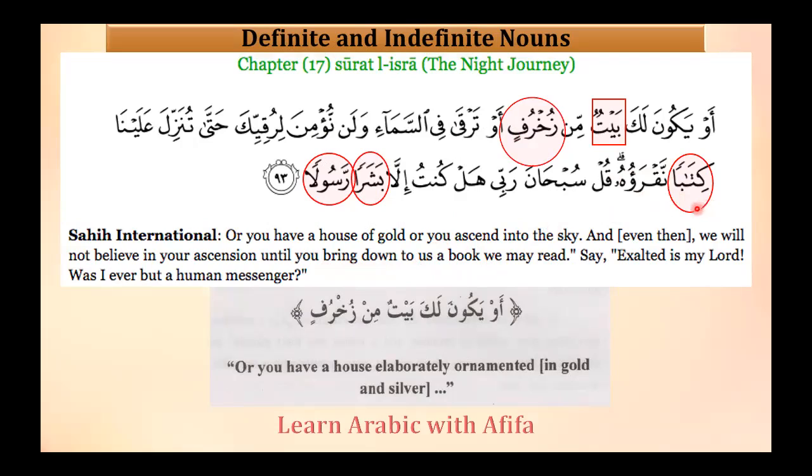So this is just a request from the disbelievers. This is what this verse is talking about. And at the end, Allah is telling our Prophet sallallahu alaihi wasallam to say, was I ever but a human messenger? See, basharan is indefinite, a human, rasulan, a messenger. So these are both indefinite words. So you can go over this on your own again, just to make sure you understand this concept.